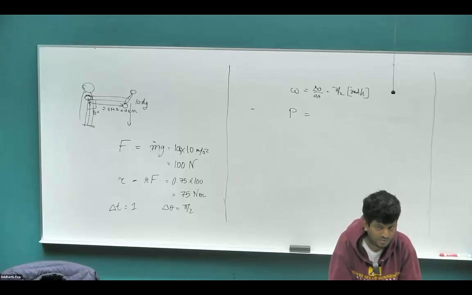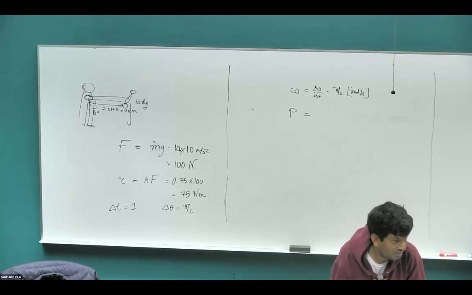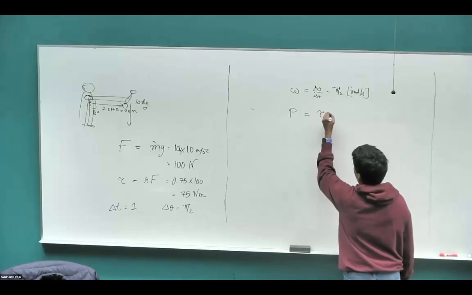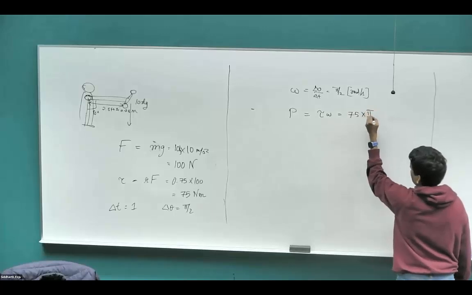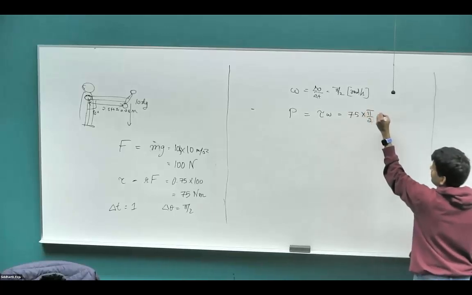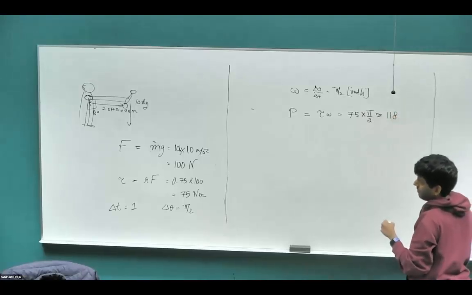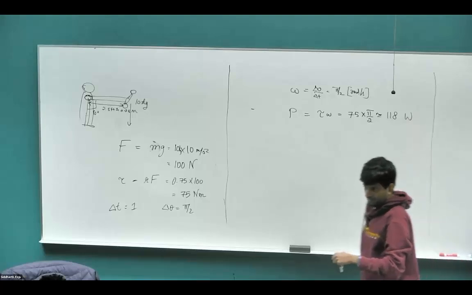Tell me the power. We just derived that expression: 75 pi over 2. So that's torque times omega, 75 times pi over 2. And that comes out to, somebody want to do the math quickly? I think it comes out to about 118 watts.